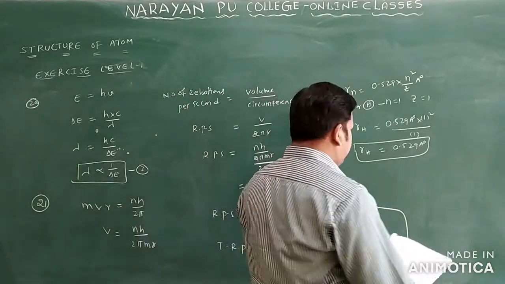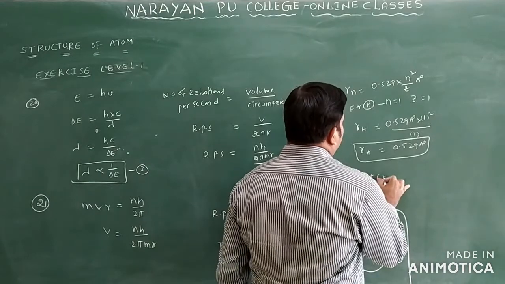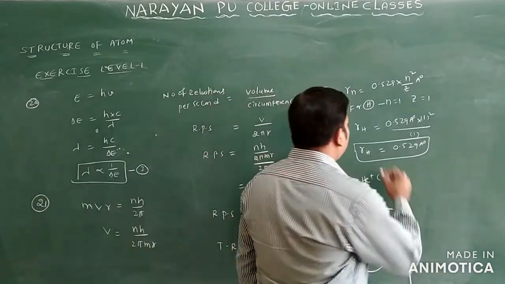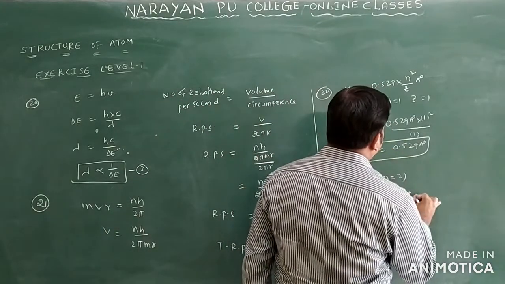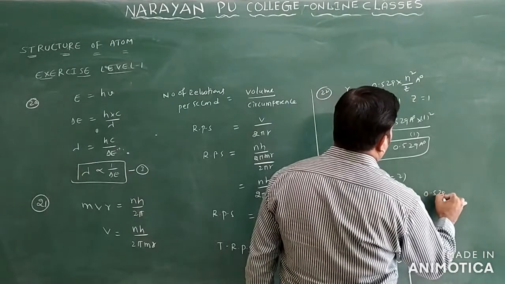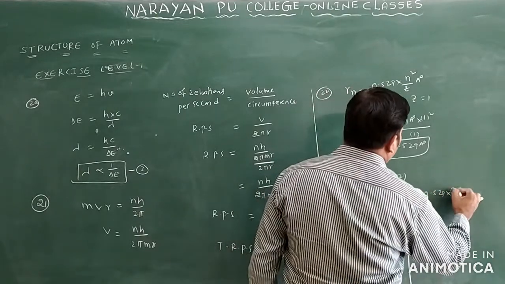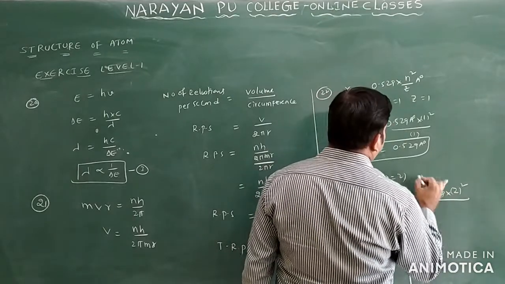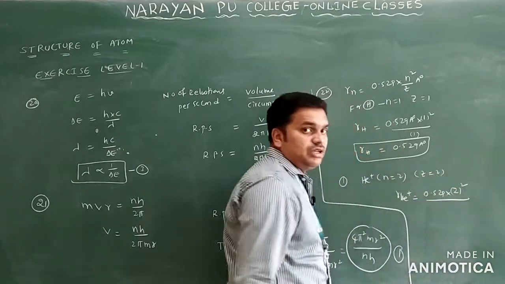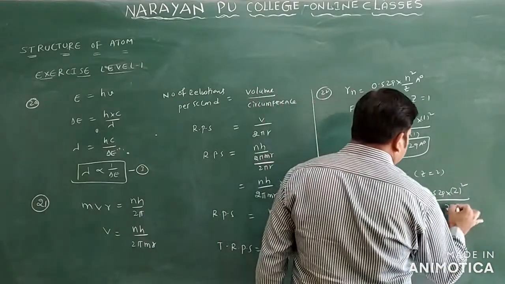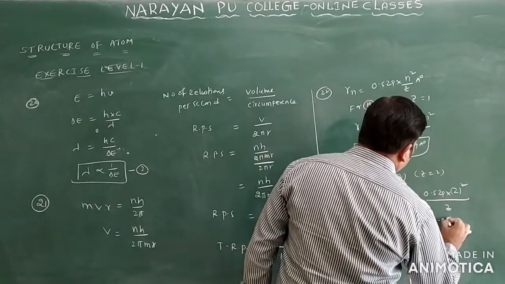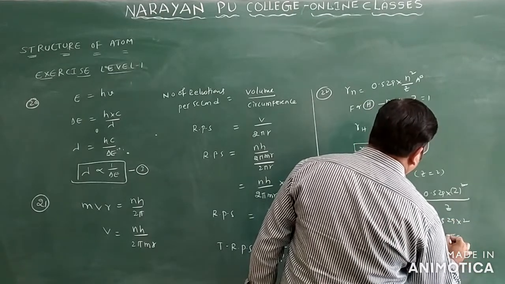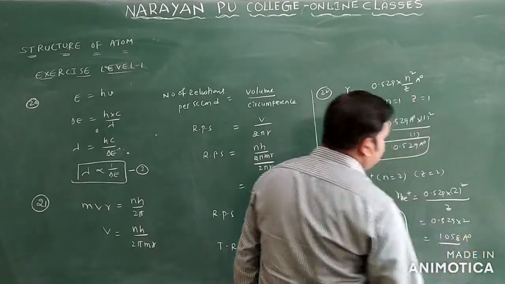The first option is given here, He plus, n is equal to 2, the second orbit value they gave. So if you want to write the same formula, radius of He plus is 0.529 into n value 2 square by helium atomic number, Z is equal to 2 only. So the 2 square and 2 cancel. What you got here? 0.529 into 2, this is 1.058 angstrom units only.